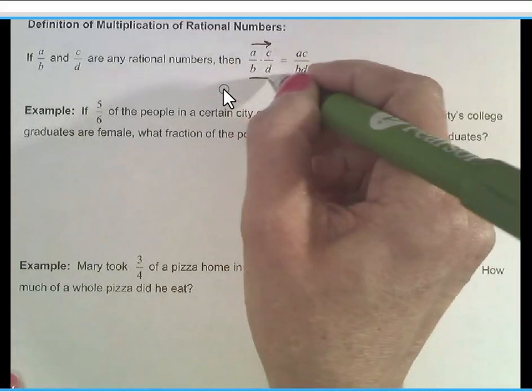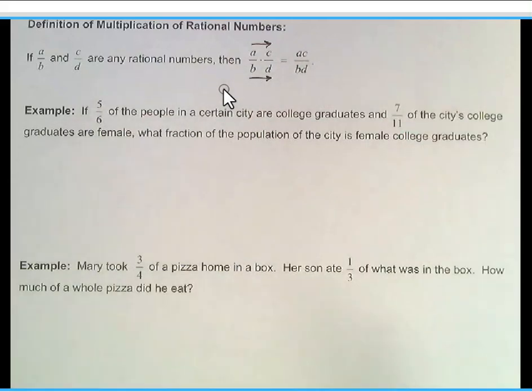So it's always going in this sort of a motion. You do not have to find a common denominator. Multiplication is actually one of the easier things to do when you're looking at fractions.